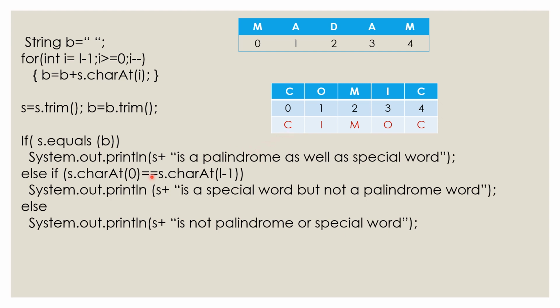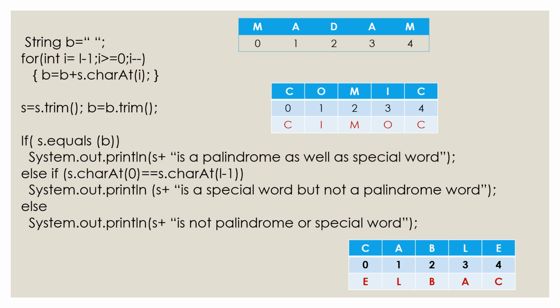For example, character at 0, the first character, and character at L minus 1, the last character. Remove them. And if S character at 0 is double equal to S character at L minus 1, then we can say it is a special word but not a palindrome word. And if both the conditions are false, just like the word cable, we can say it is not a palindrome word or special word. It is none of them. It is just a normal word.